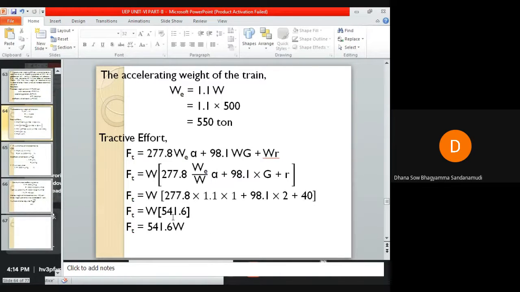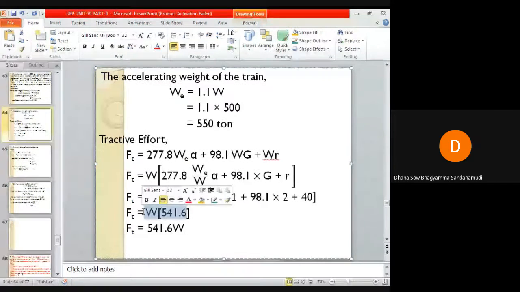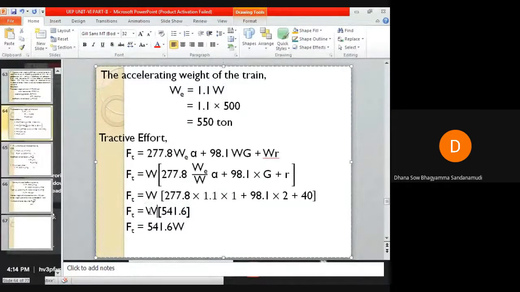You just solve it. You will get Ft equal to W into 541.6. Don't worry, even though we know W, we have not substituted it here, but we will substitute it later on. So you just simplify this. Ft is equal to 541.6 W Newton. I have not written Newton here, but it's Newton.